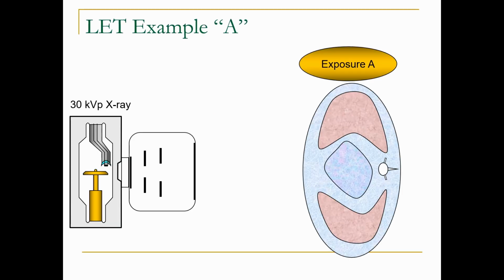Here we have an X-ray tube, a collimator, and a patient. The technique is set so that the patient is exposed to a 30 kilovolt collimated X-ray beam. As the beam traverses the patient, some of the patient's tissues are ionized and subsequently damaged. I've indicated these ionization events with markers to highlight them.